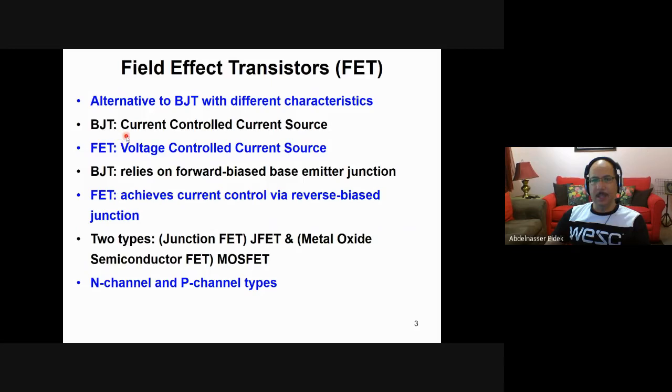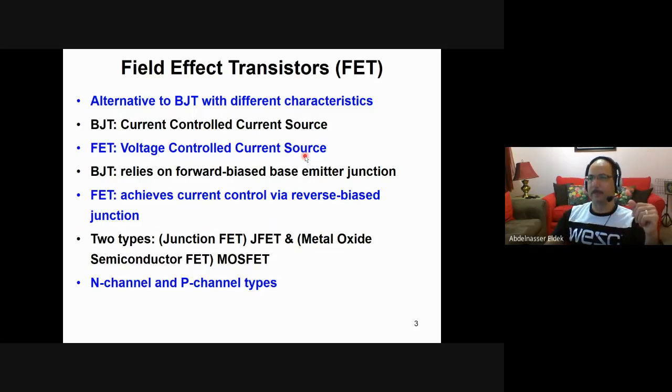The BJT acts as a current controlled current source. You have a current IC, but you control it with the current IB. You know IC equals beta times IB. For the FET, it is a voltage controlled current source. So you have a current source, but you control it with voltage.